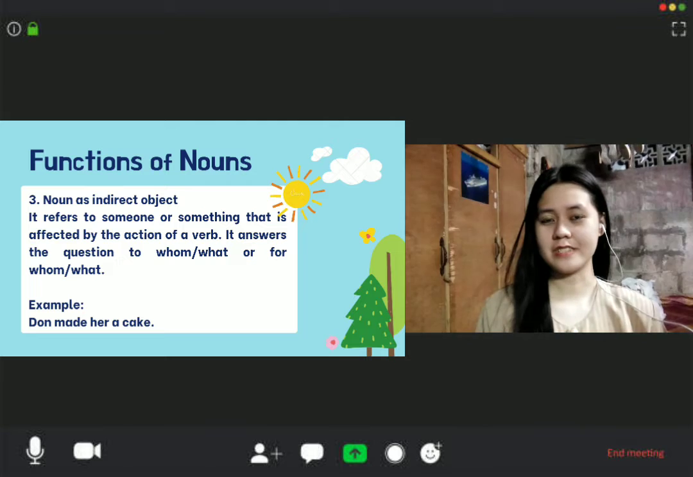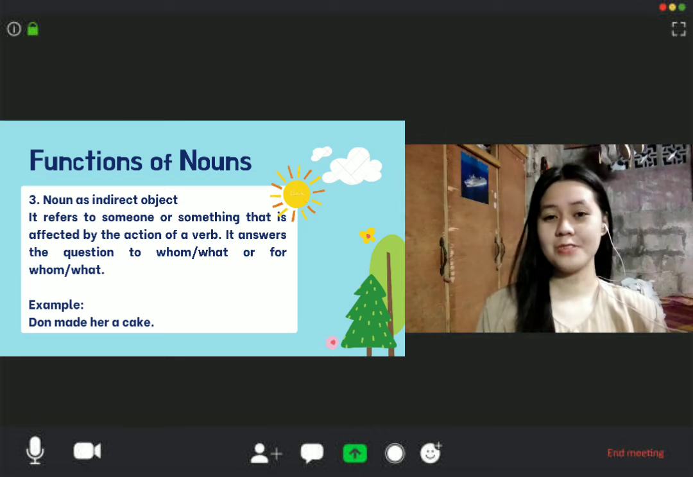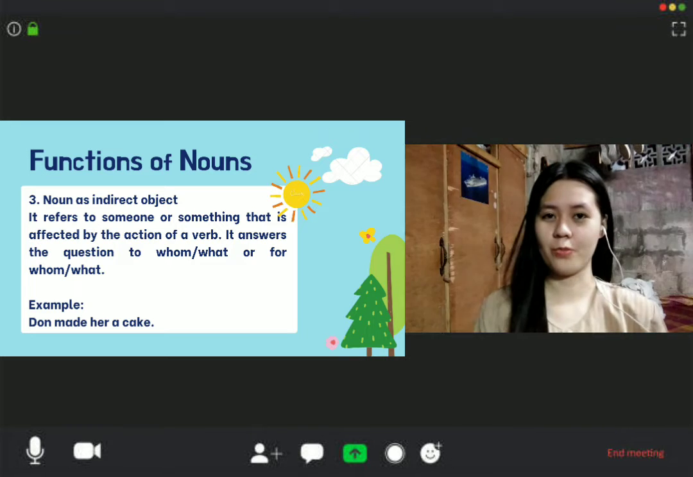Next is noun as indirect object. It refers to someone or something that is affected by the action of a verb, but it is not the one who receives the action. Do not be confused, okay? So to determine the indirect object, ask the question to whom, to what, or for whom, or for what.